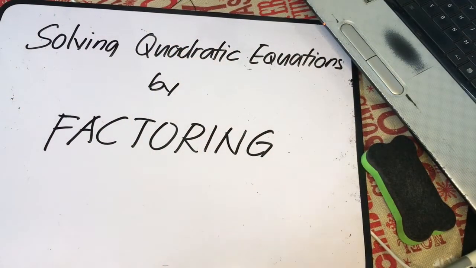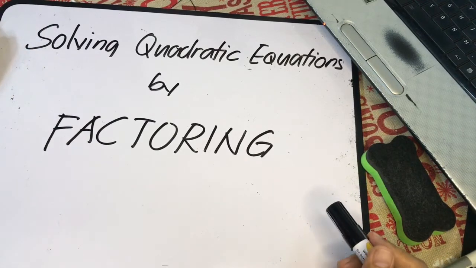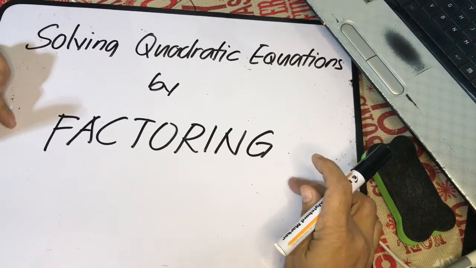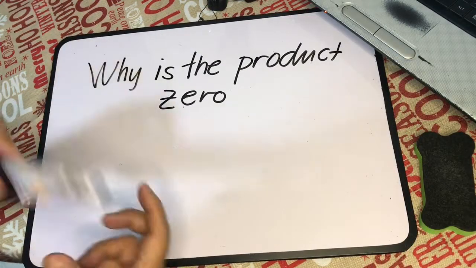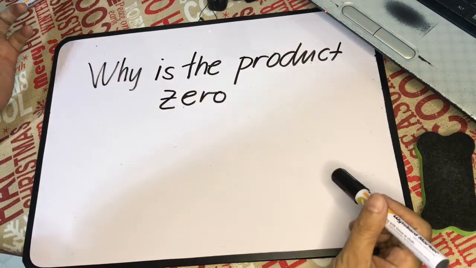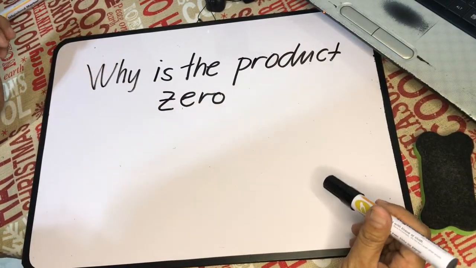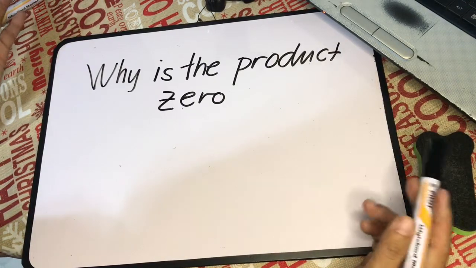So, good morning once again. Our lesson for today is solving quadratic equations by factoring. Okay, another important property that we're going to discuss and apply is the zero product property. Now, why is the product zero?